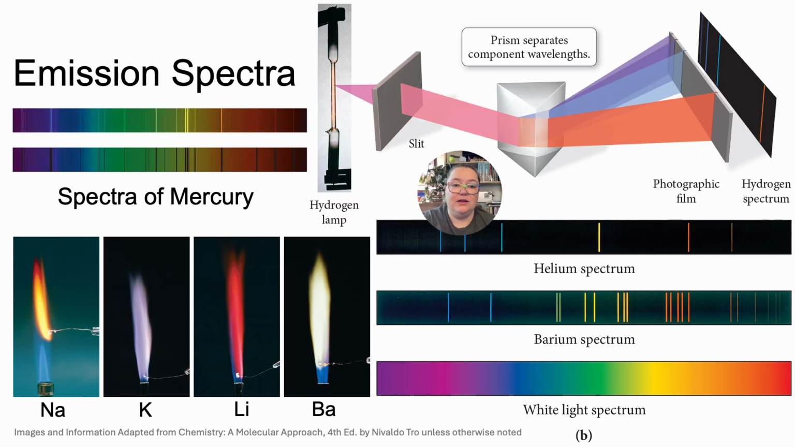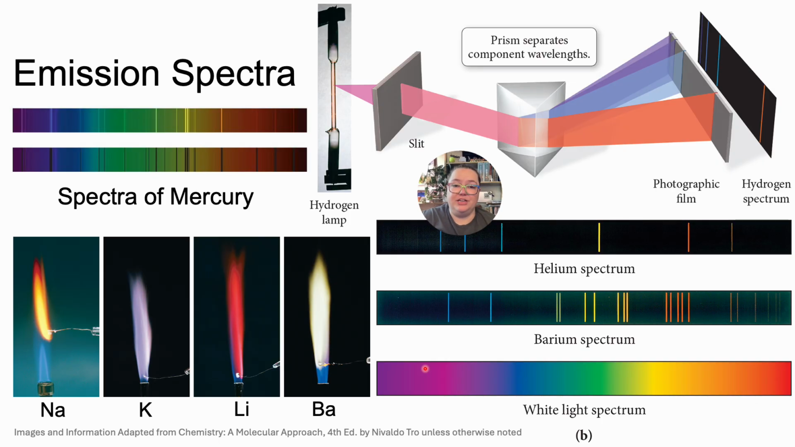So here we have this hydrogen lamp. We pass that light through a slit and then through a prism, and it splits up the light into its component colors, which we would see like this. So this is the hydrogen spectrum. Helium emits these colors. Barium emits these colors, and the white light spectrum, because it is all of the colors of light, is a continuous rainbow.